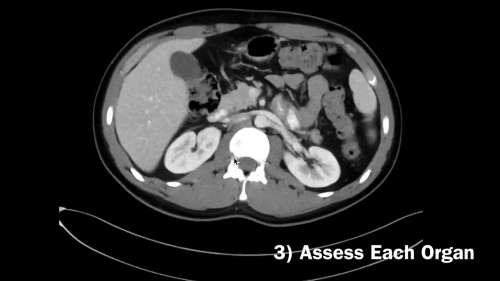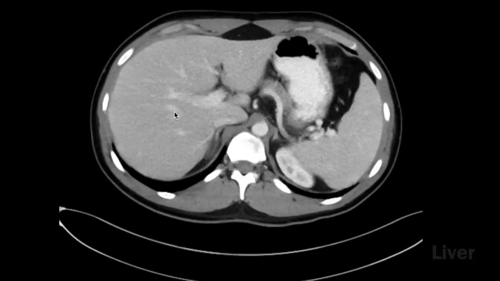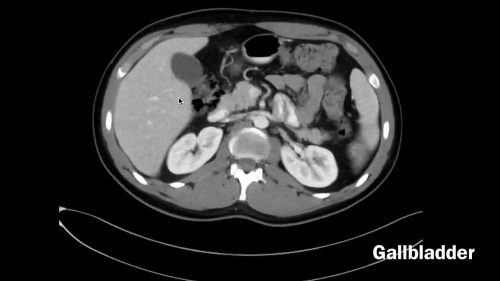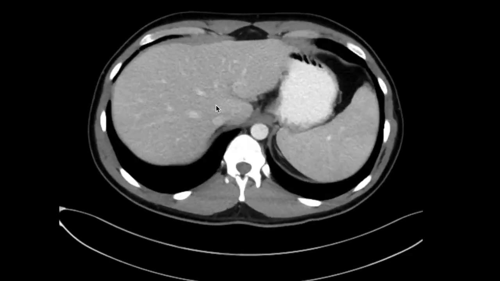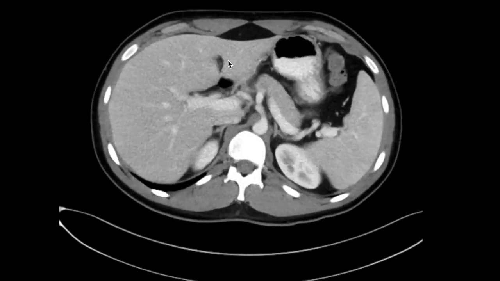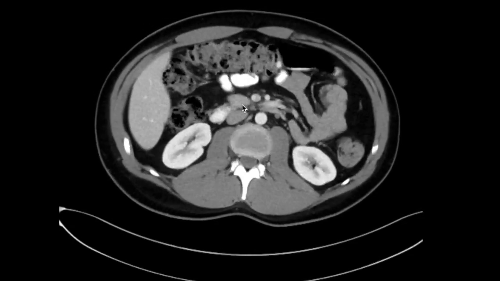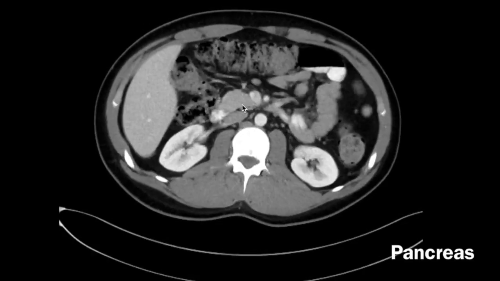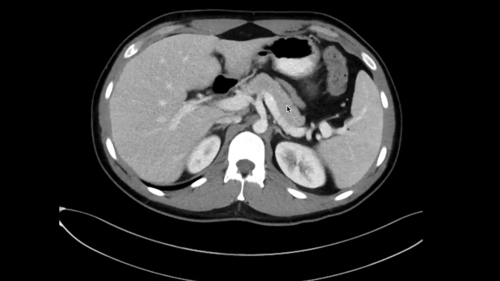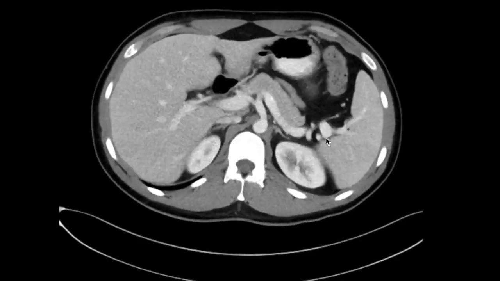I then go through and assess each organ. So I start by looking at the liver for any focal lesions. Don't see anything. Gallbladder. Look for any intrahepatic or extrahepatic biliary duct dilatation, and we showed you a case earlier of that. This is a normal common duct. Since I'm already here, I look at the pancreas, starting from the uncinate process in head to the neck, to the body, all the way to the tail. The duct is not dilated.